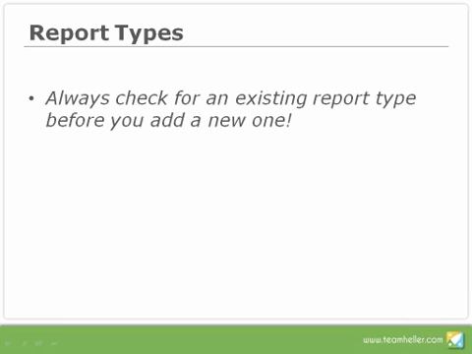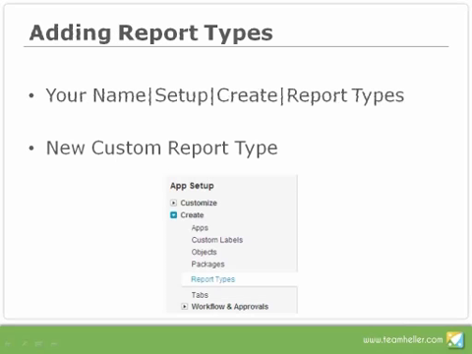If you do need to add a new one, however, if you can't get the data that you're looking for in the way you need it, there is a possibility of adding a new report type. So let's look at how that happens. In order to add a new report type, you simply go to your name, Setup, Create Report Types, and then choose to create a new custom report type. So let's walk through that.